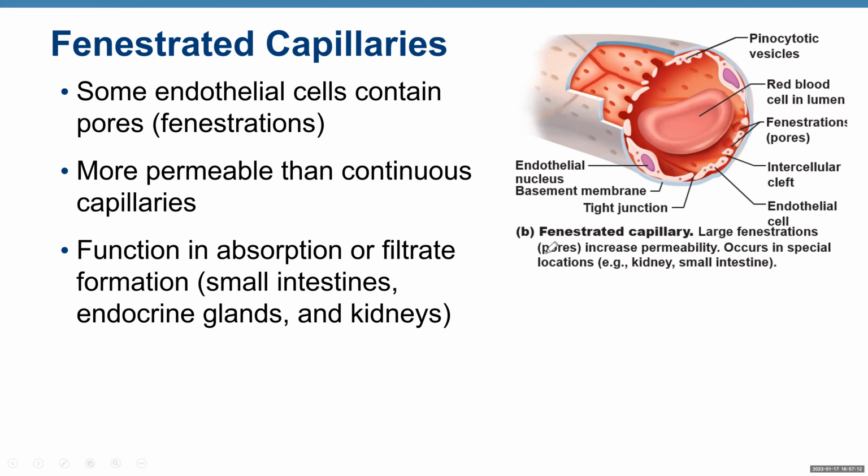Large fenestrations or pores increase permeability and occur in special locations where you need larger substances to move in and out, like in the small intestine where nutrients move from your small intestine to your blood. Nutrients need to pass through those fenestrations to your capillaries and be delivered to your organs and tissues. In the kidney, where you filter stuff out from the blood, you need bigger openings.